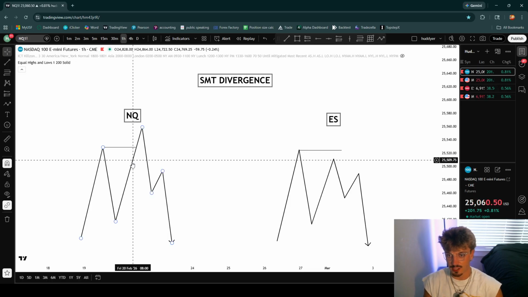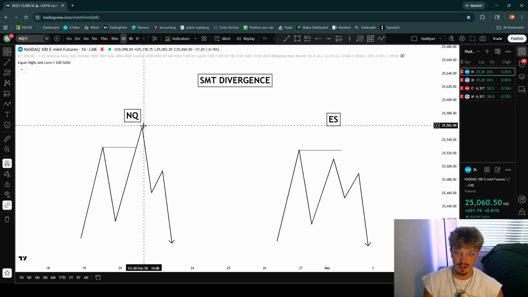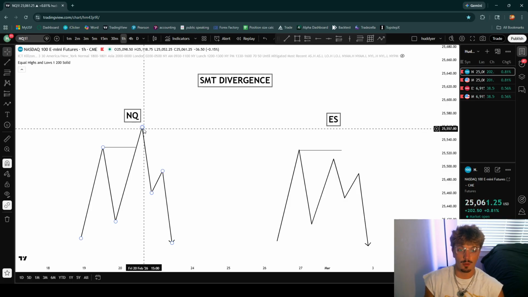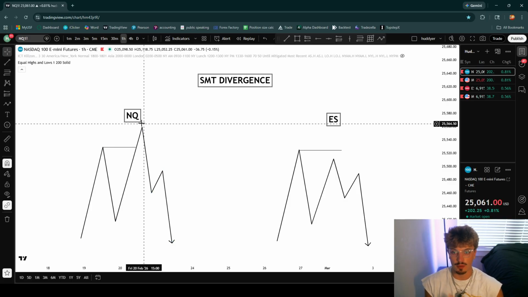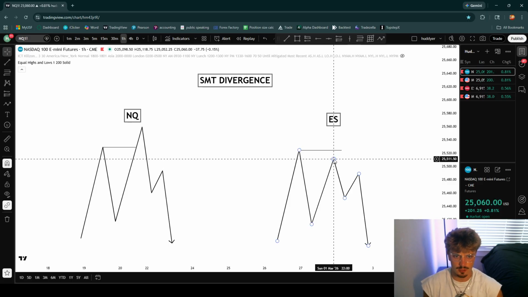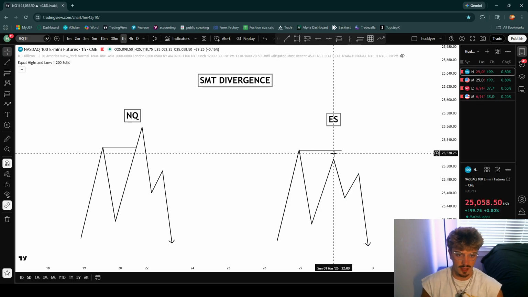So we see that NQ comes up, boom, takes out a high. Well, there you go. That's what we're looking for. We can see, boom, that swept out the high. Now we look over at ES. Well, ES has not swept out that high.